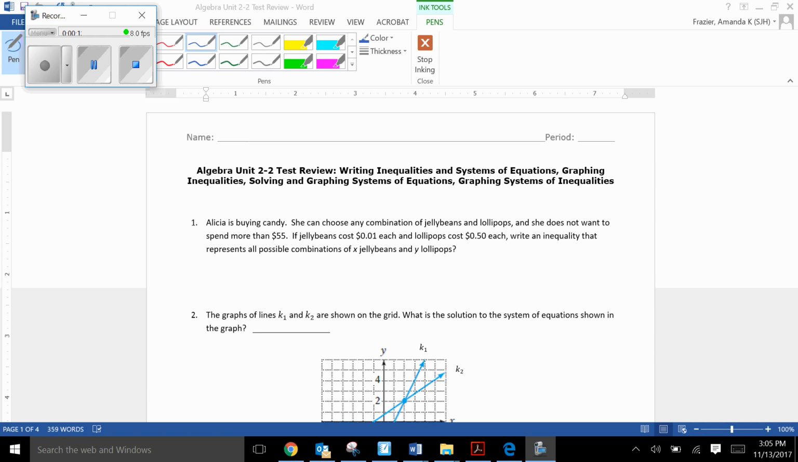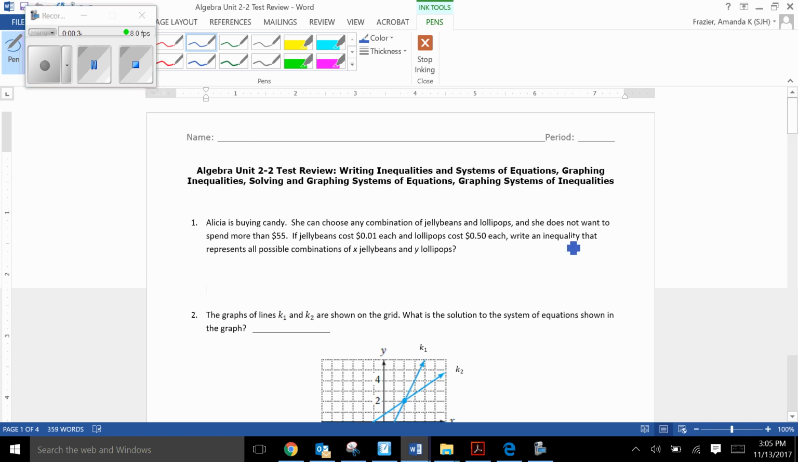Number 1, Alicia is buying candy. She can choose any combination of jelly beans and lollipops, and she does not want to spend any more than $55. If jelly beans cost 1 cent each and lollipops cost 50 cents each, write an inequality that represents all possible combinations of X jelly beans and Y lollipops.